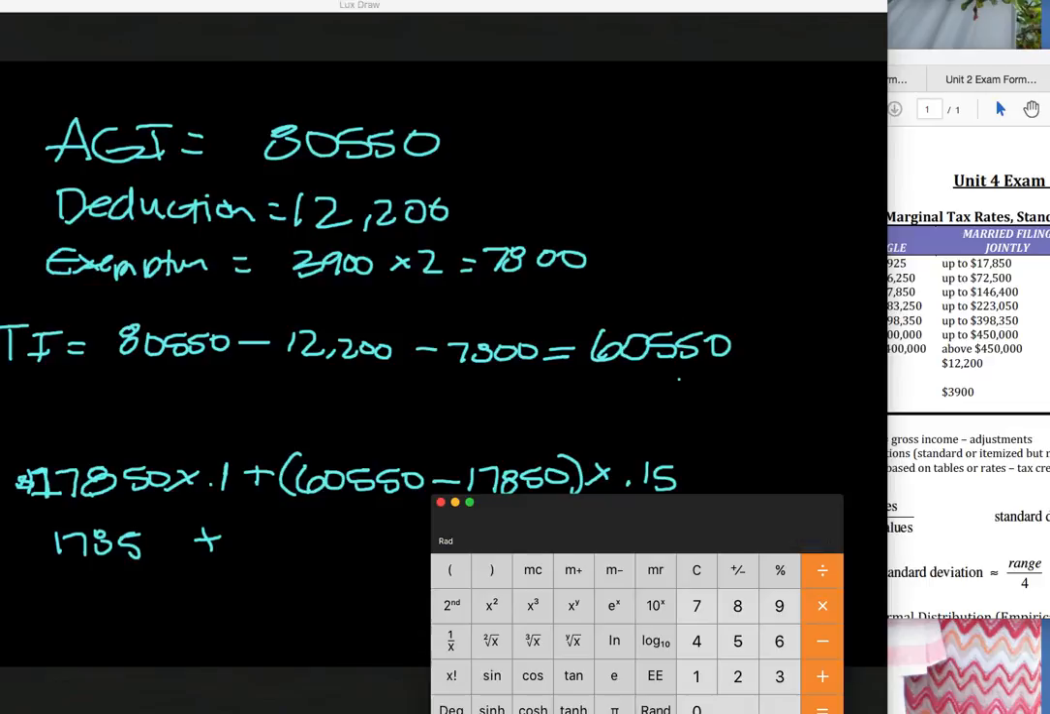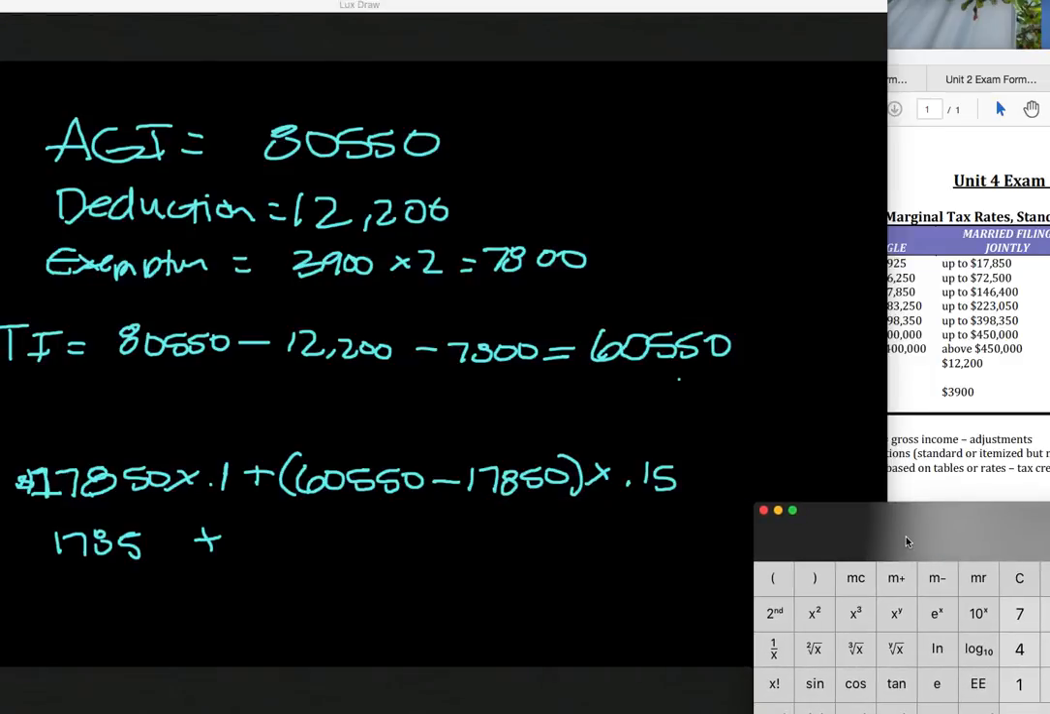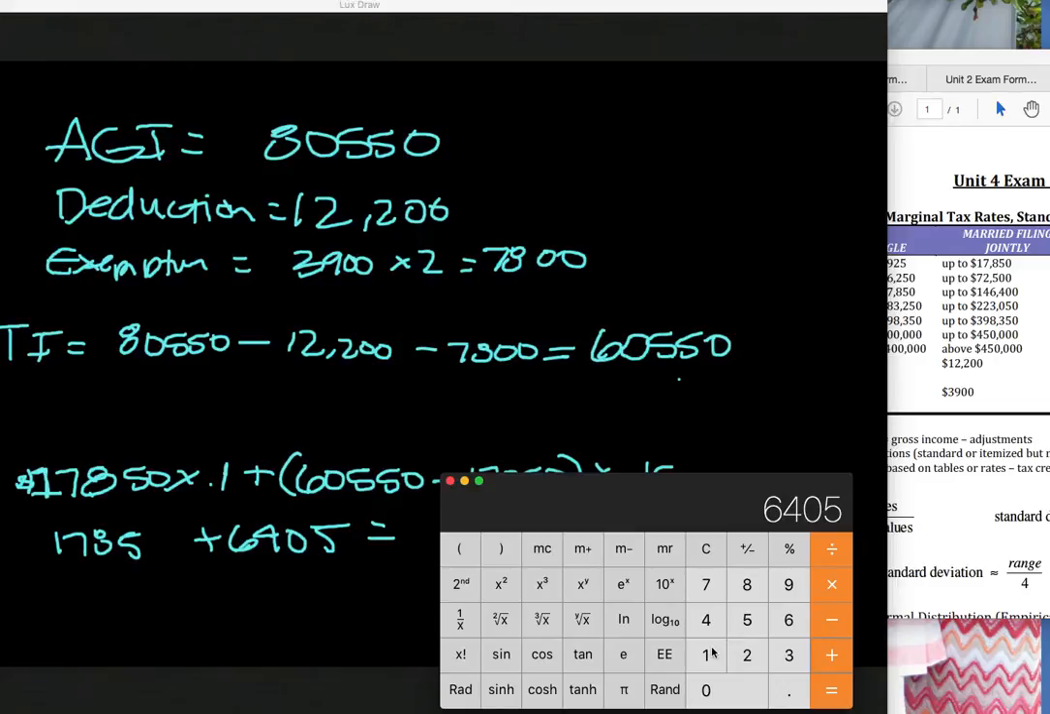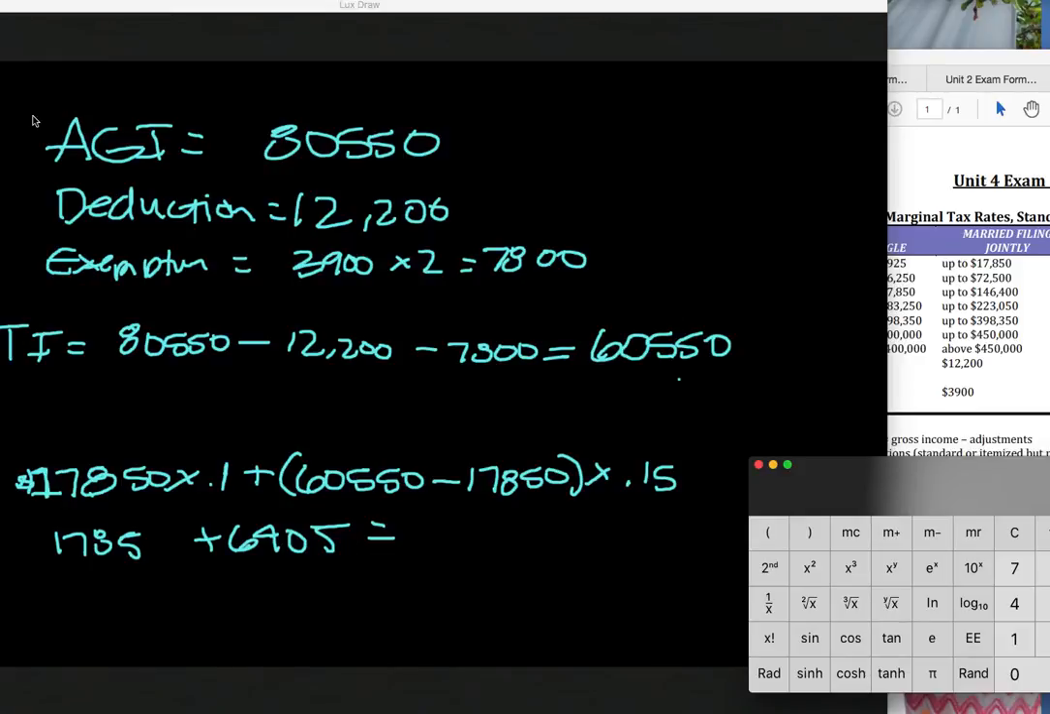And then I'm going to do this next part. Okay. Then I'm going to go 60,550 minus 17,850 times 0.15. So I get 6,405 for my second part. Then I add those together, and I get 8,190, and that is the amount of taxes I'm going to have to pay.